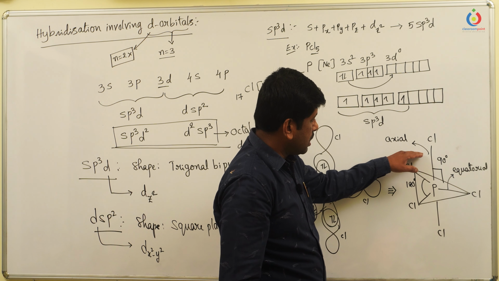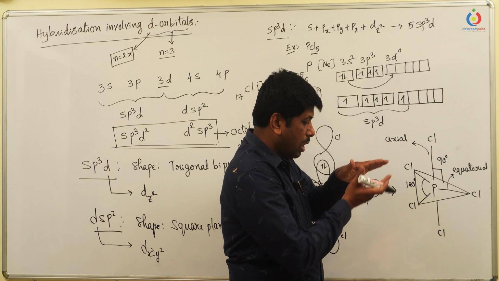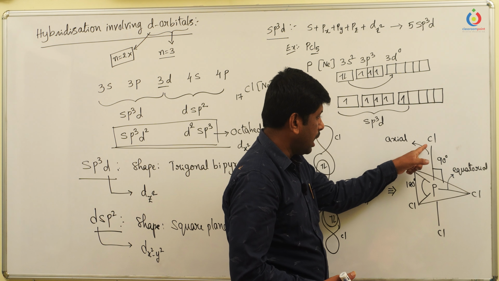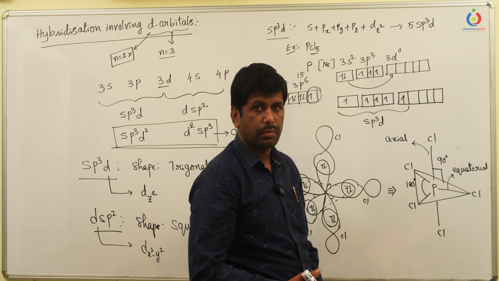Since axial bonds are closer to these three equatorial bonds, they get more repulsion and they stretch away from the phosphorus atom. Hence, axial bond lengths are more than the equatorial bond lengths.